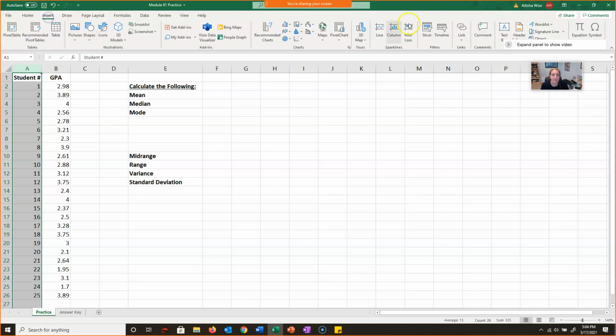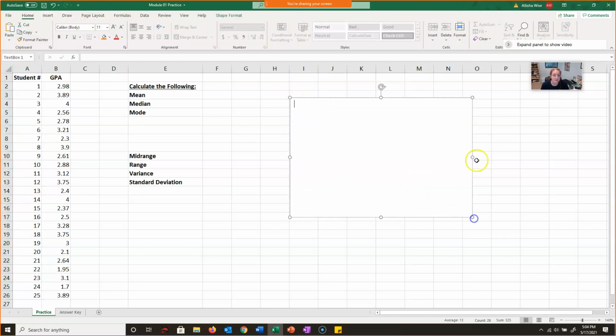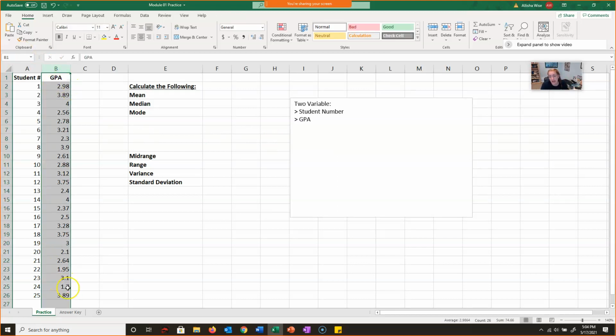So I'm going to go ahead and insert a little text box here. So just in the Insert tab, click on Text Box, and I'm just going to make some notes here. So there are two variables. There is the student number, and there is the GPA. Okay. And the GPA is a number as well, but this corresponds to their average, right? Their grade point average here. So it's a number between 0 and 4. Those are the possible ranges of values.